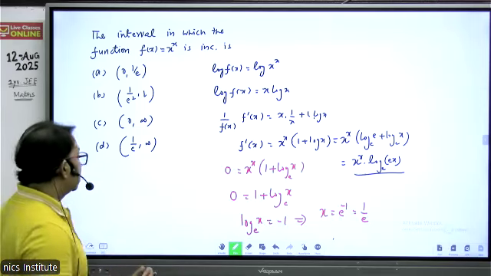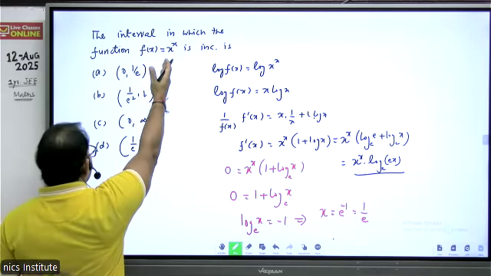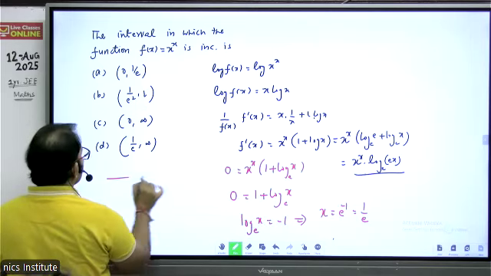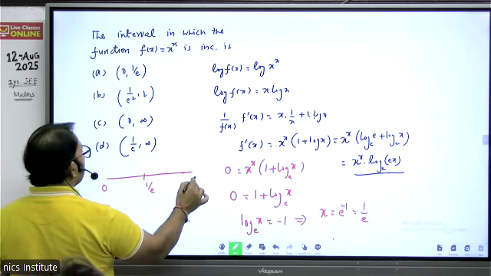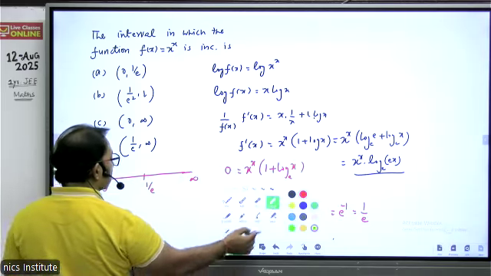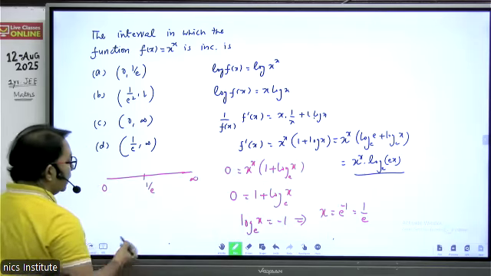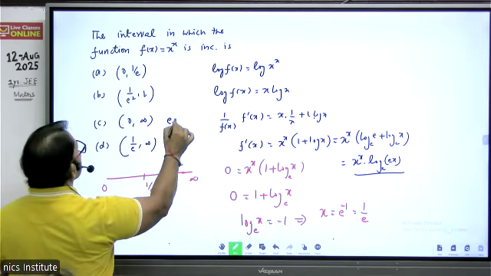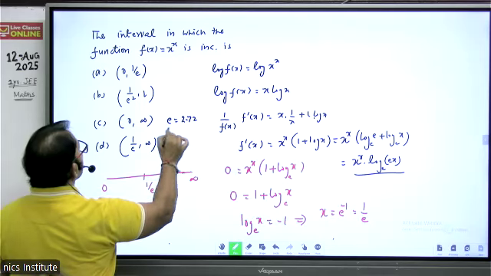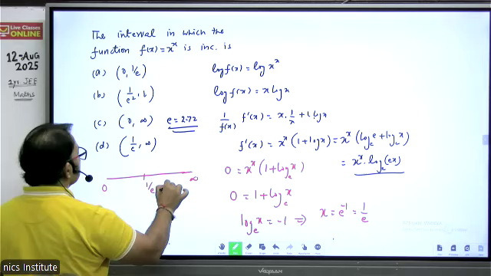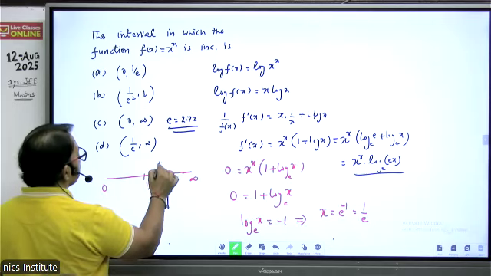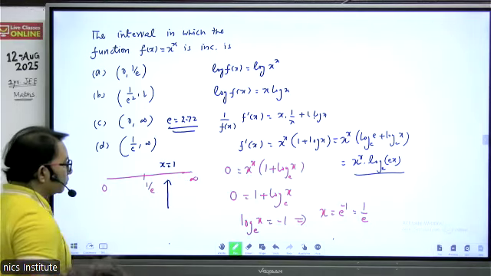And x to the power x is possible only when x is more than 0. So your intervals would be 0 to 1 by e and 1 by e to infinity. Only two intervals are possible. e is approximately 2.72. So we can consider this interval. I can take x is equal to 1 in this interval.